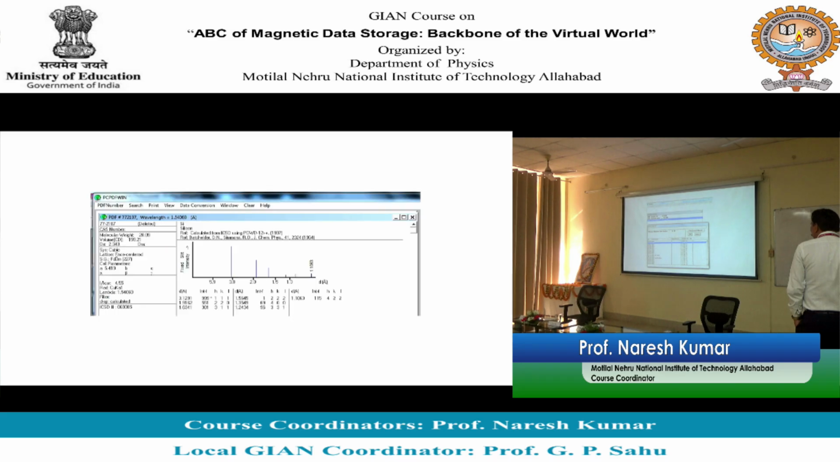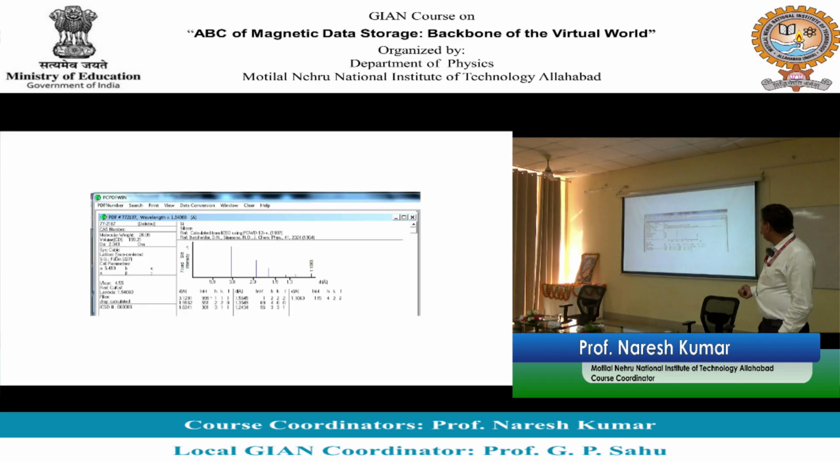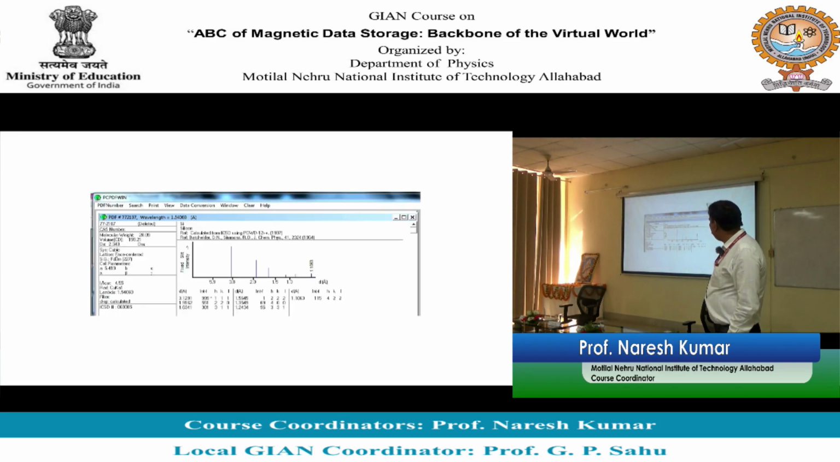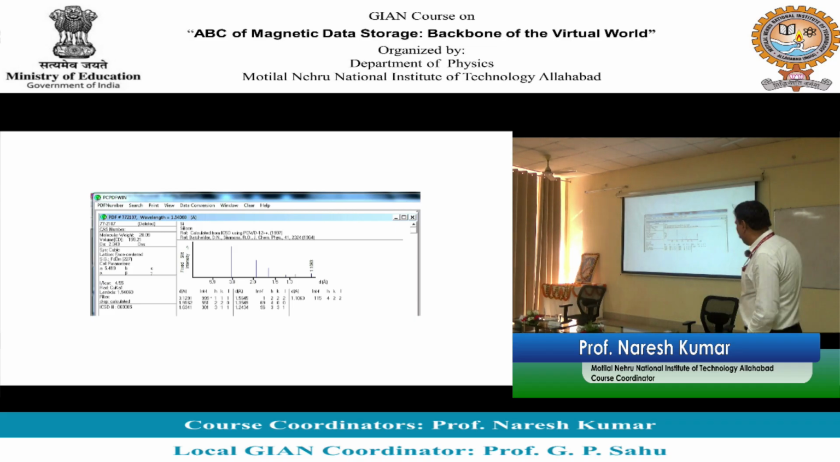Let me also tell you one thing: here there is a value D, and there are a number of files in that data set, which you are supposed to take. Here it is written calculated. I would recommend that you use the diffracted file. If it is diffracted rather than calculated, that is more authentic.